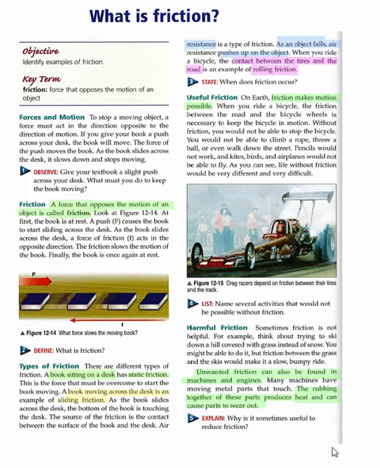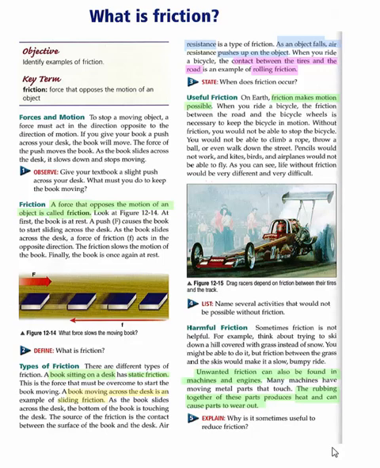Air resistance is a type of friction. As an object falls, air resistance pushes up on the object. When you ride a bicycle, the contact between the tires and the road is an example of rolling friction. 3. State. When does friction occur?